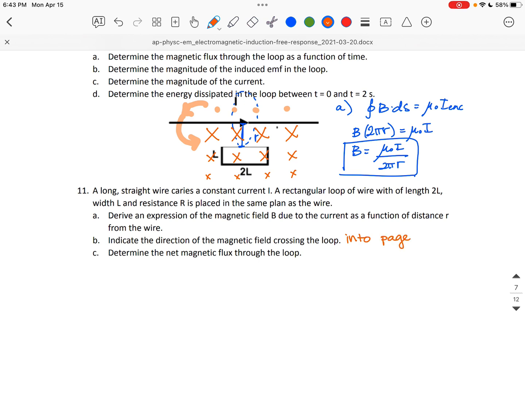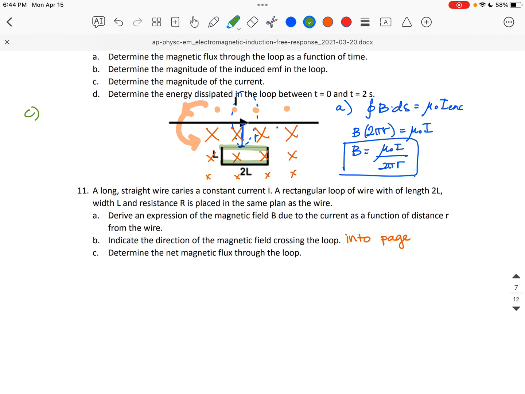Part C is to determine the net magnetic flux through the loop. And so I'm going to do part C up here because we're going to need this equation later, or at least be able to reference it later. What I wanted to emphasize was the fact that we have an increasing magnetic flux within the loop itself. The closer you are to the wire, the greater your magnetic field and your magnetic flux would be, and then the further away you get in your loop of wire, the smaller your magnetic flux will be.